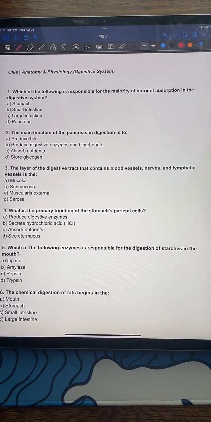We're going to move on to number 1. Which of the following is responsible for the majority of nutrient absorption in the digestive system? I made these questions a little easier. I figured I would give our brains a little bit more of a break. These questions can be pretty similar to what's on the HESI and TEAS. These questions should be a little easier.